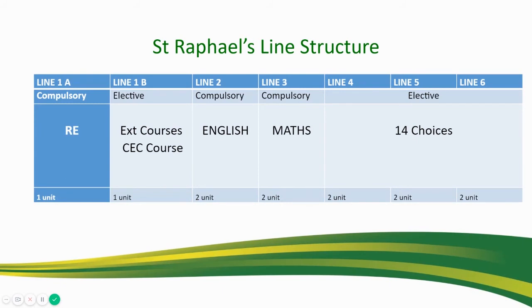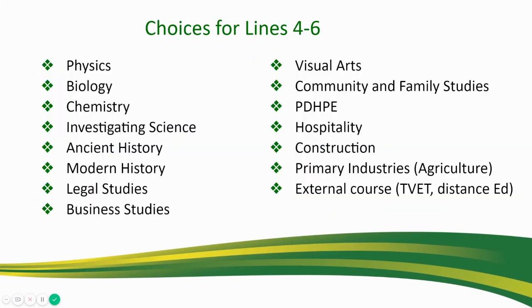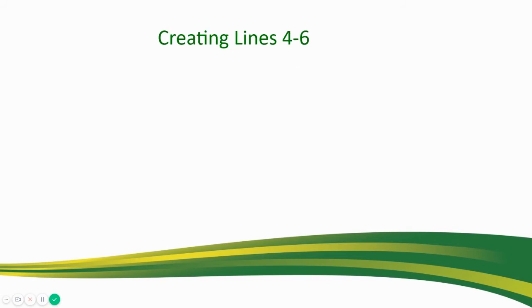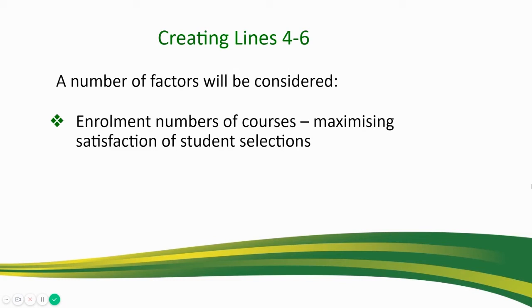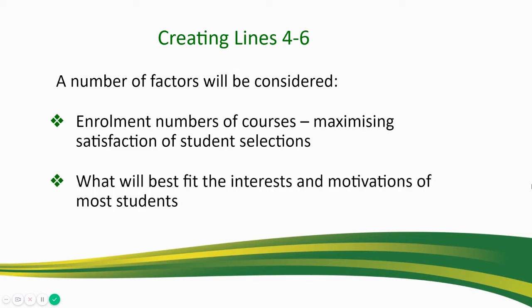14 choices are listed, but that could go to 20 choices if you include SPAT, TVET and also distance education choices. Choices for lines 4 to 6 are listed here, but I recommend that you look in detail in the student handbook for the actual description for all those courses. Grading lines 4 to 6, we look at a number of factors. Enrolment numbers of courses, we need to maximise satisfaction of student selections, and also what will be the best fit and interest for the motivations of most students.